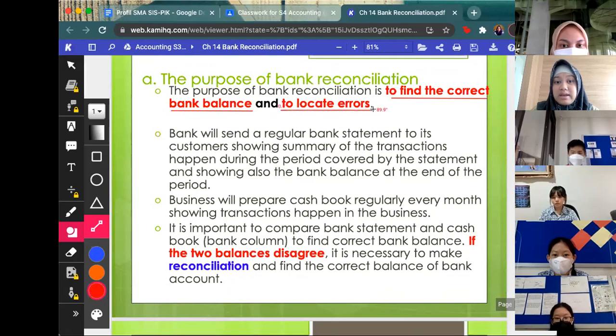Okay, good. Next, the purpose of bank reconciliation is to find the correct bank balance as well as to locate errors. Remember, errors can happen on both sides, in the business or maybe in the bank.